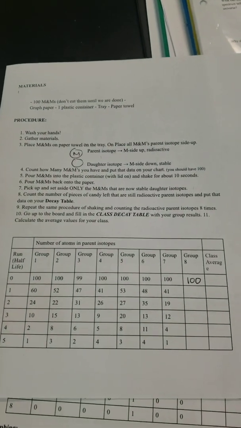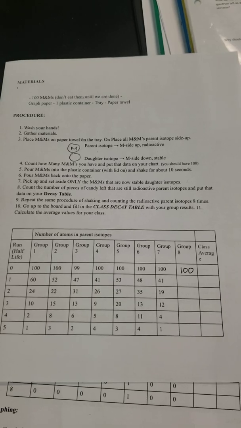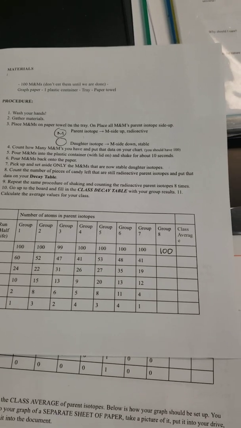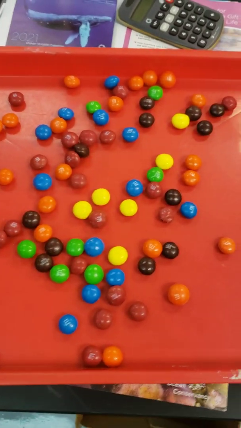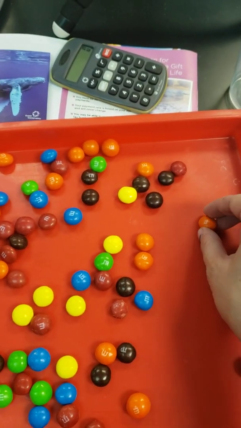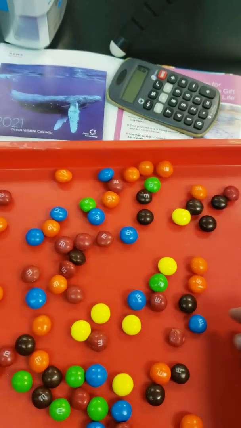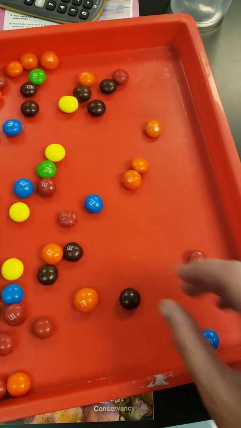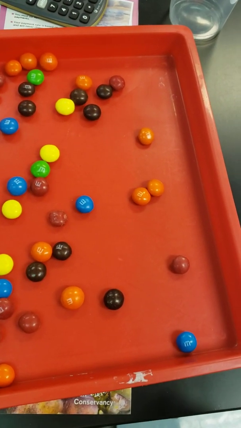Then it says pick up and set aside only the M&Ms that are now stable daughter atoms. So what I'm going to do is, the ones with the M side up, I'm going to put those over here, and the ones with the M side down, I'm going to put those over here. I'm going to pause while I do that.